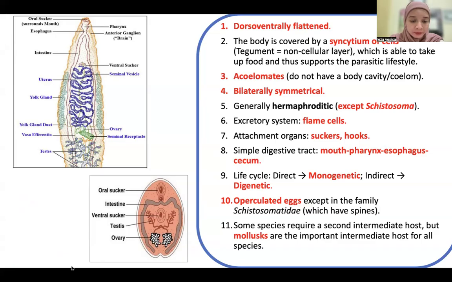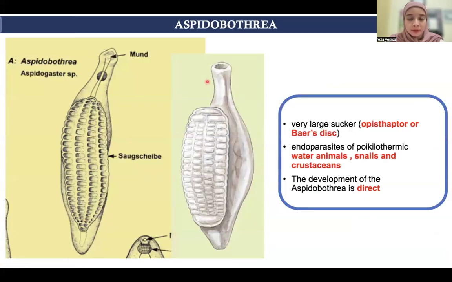And next, first, we will explain about Aspidogastrea. As we know from this picture, they have a very large sucker. Here is called the opisthaptor or pelvis. It's for attaching to the host body, and they have the mouth here. These parasites are endoparasites of poikilothermic water animals such as snails or crustaceans. And the development of Aspidogastrea is a direct life cycle.